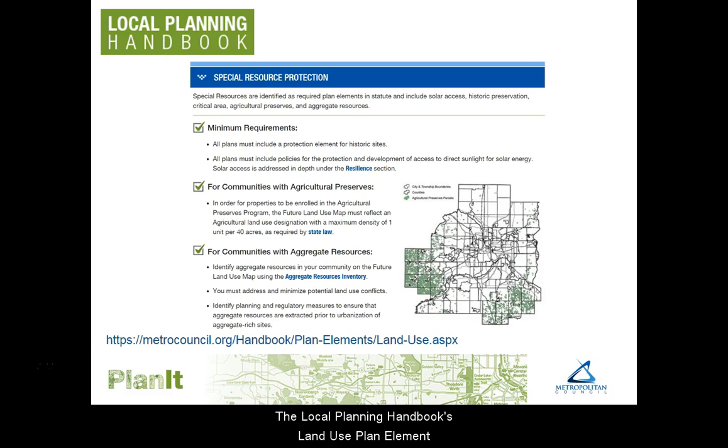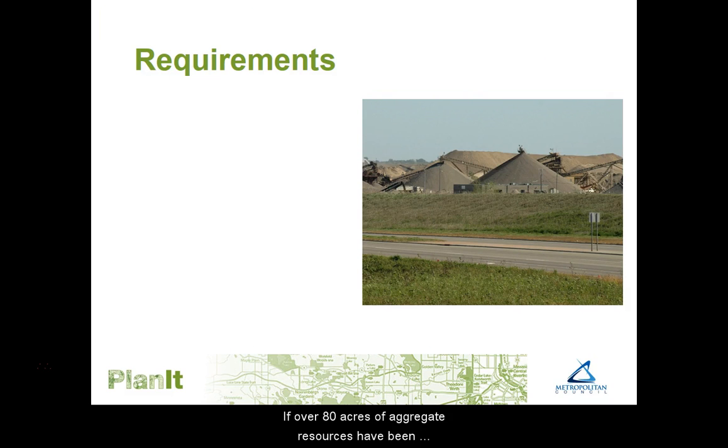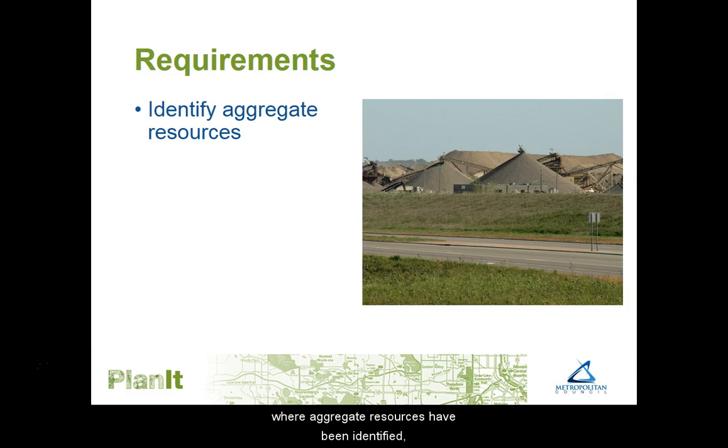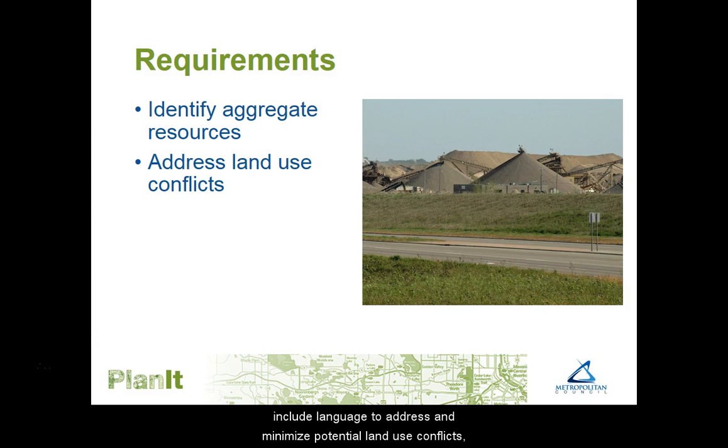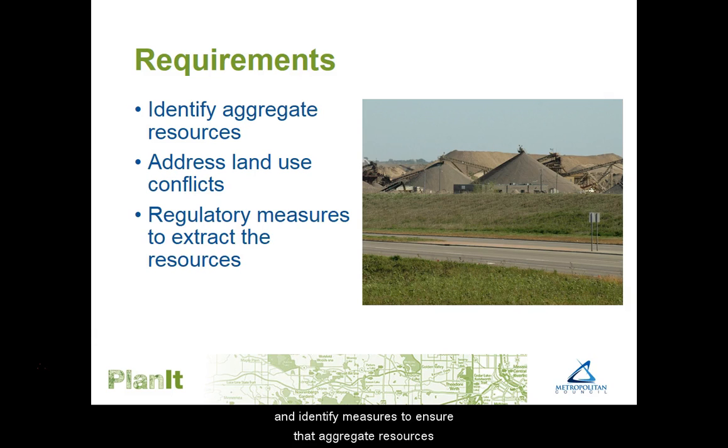The Local Planning Handbook's Land Use Plan element identifies the plan content requirements for those communities with viable deposits of aggregate resources within their borders. If over 80 acres of aggregate resources have been identified by Circular 46 as present within the boundaries of a community, the land use plan element must show where aggregate resources have been identified, include language to address and minimize potential land use conflicts, and identify measures to ensure that aggregate resources are extracted prior to urbanization.